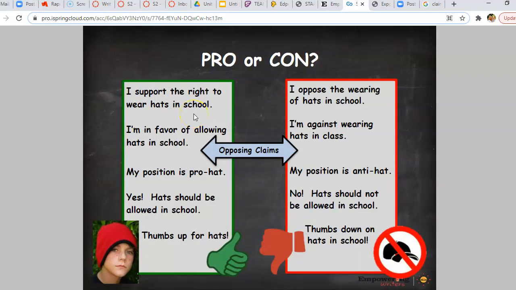These claim statements are going to read something like this, like I support the right to wear hats in school, or I'm in favor of allowing hats in school. My position is pro-hat. Yes, hats should be allowed in school. Thumbs up for hats. Those are all pro claims. Okay? Remember, the claim statement is the position in sentence form. Or con, I oppose the wearing of hats in school. I'm against wearing hats in school. My position is anti-hat. No, hats should not be allowed in school. Thumbs down on hats in school. So when it comes to making your claim statement, you're either for or against, and then you're going to make that into a sentence that shows whether you're for or against.